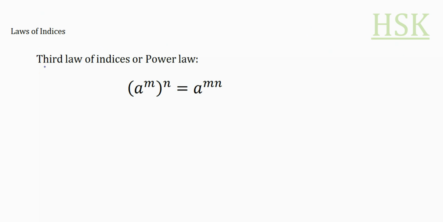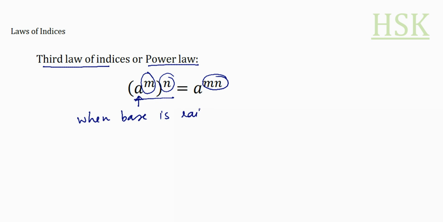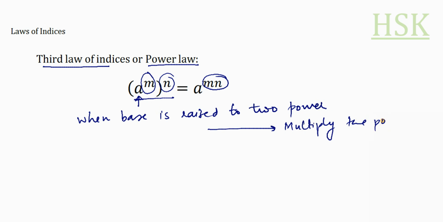The third law of indices, or power law. This law states that whenever a base, in this case the base is a, is raised to two powers, first m and then the whole is raised to the power of n, then the powers are going to multiply. So this rule states that when a base is raised to two powers, multiply the powers, or indices.